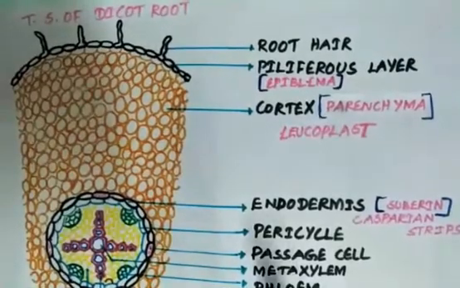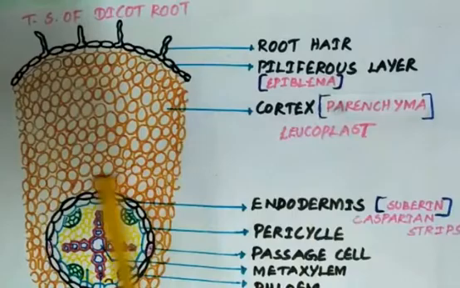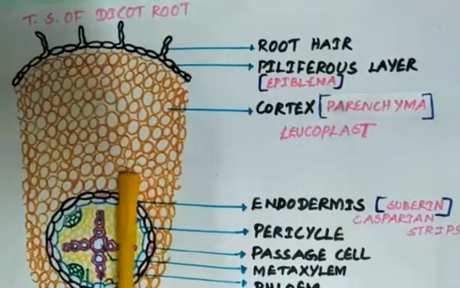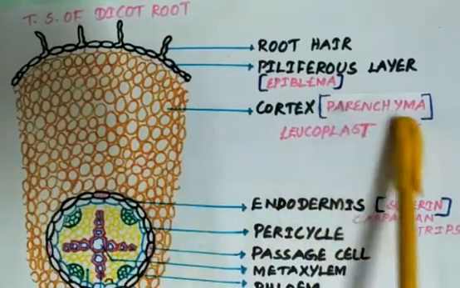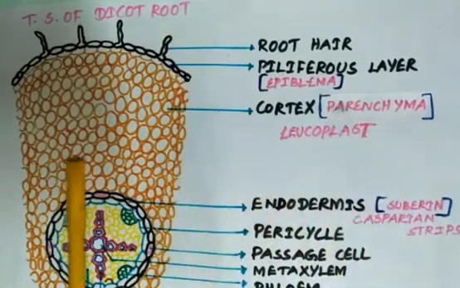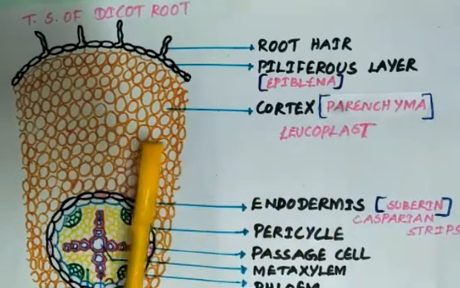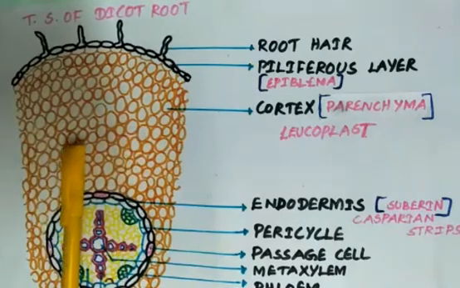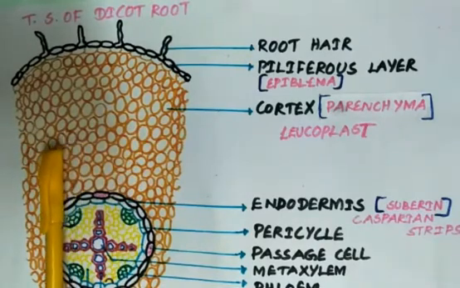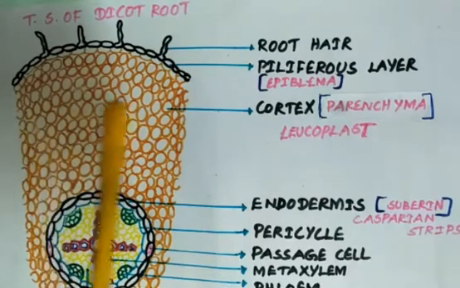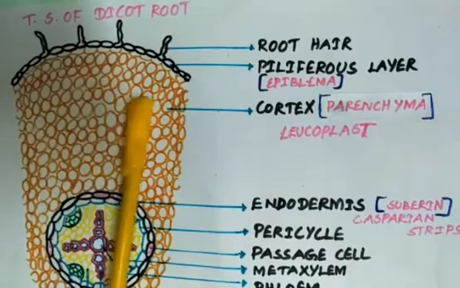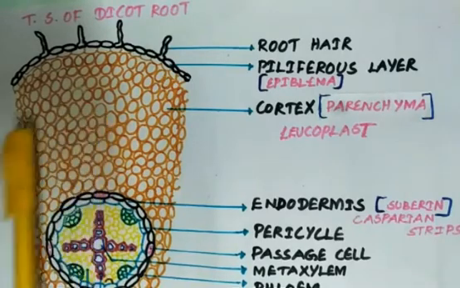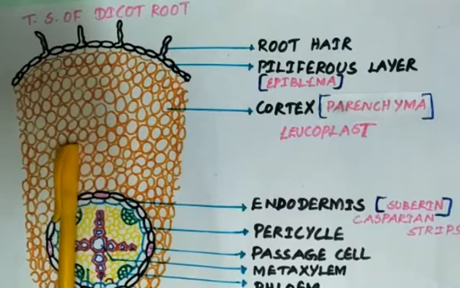The next layer of this root is the cortex. Cortex is homogeneous in nature. What does homogeneous mean? It is made up of only one type of cells. The cells are parenchymatous cells, spherical or oval shaped. These cells are arranged with intercellular spaces. They are loosely arranged. You can see the intercellular spaces here. What is intercellular space? The space found in between the cells.